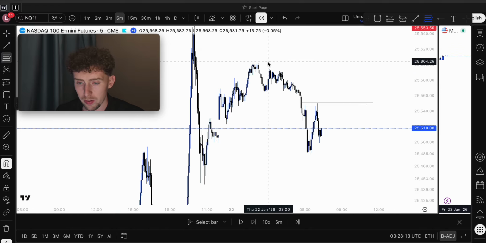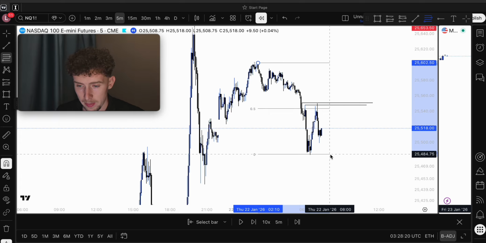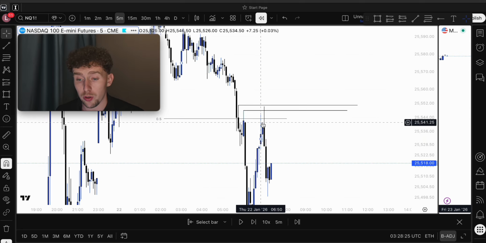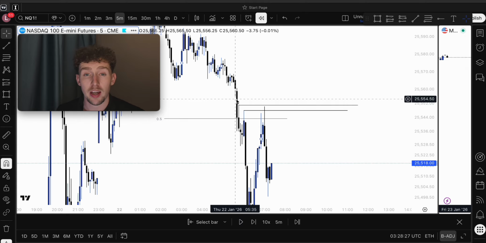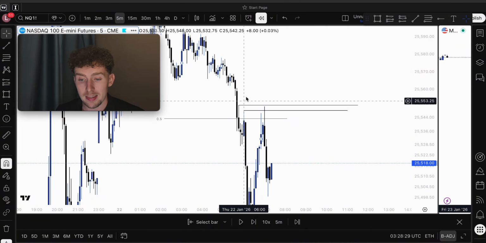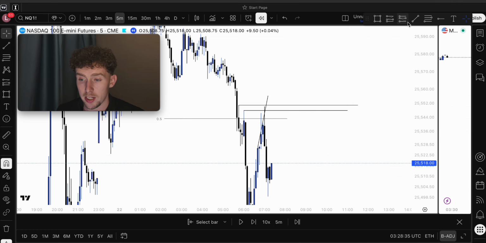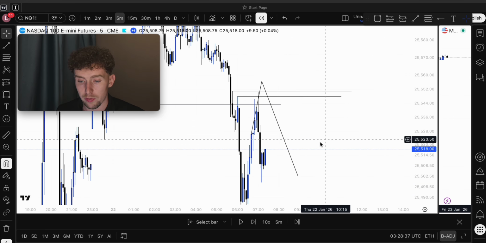When I put my fib tool on the move down, as you can see right here, we do get into 50% of the range, but for me, we didn't tap the 5 and 15 minute gap, and that is the key area I can expect price to go lower.